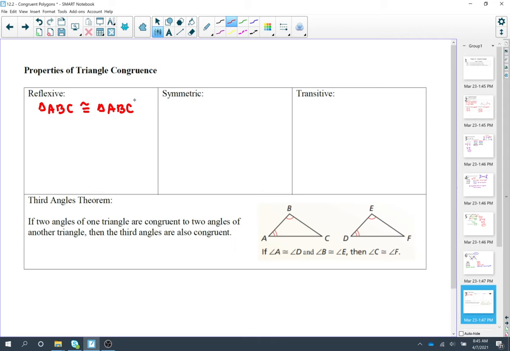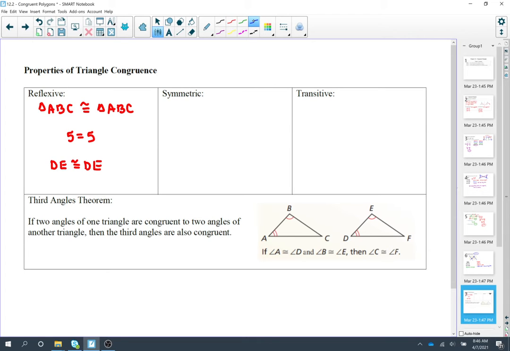Now, that's how we would show it if we were dealing with triangles. You can also show it dealing with numbers, and you could say like 5 equals 5. It's the same number, that's the reflexive property. You could also do it with a side length or an angle, and you could say side DE is congruent to side DE. They both have the same length. Those are all examples of the reflexive property.